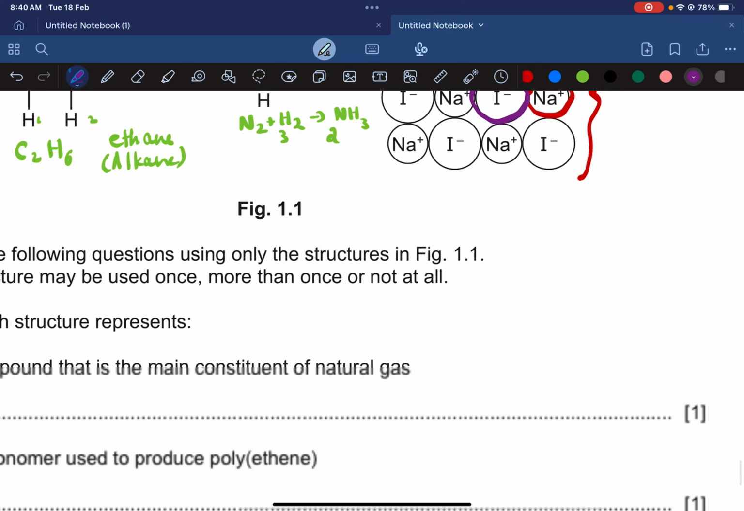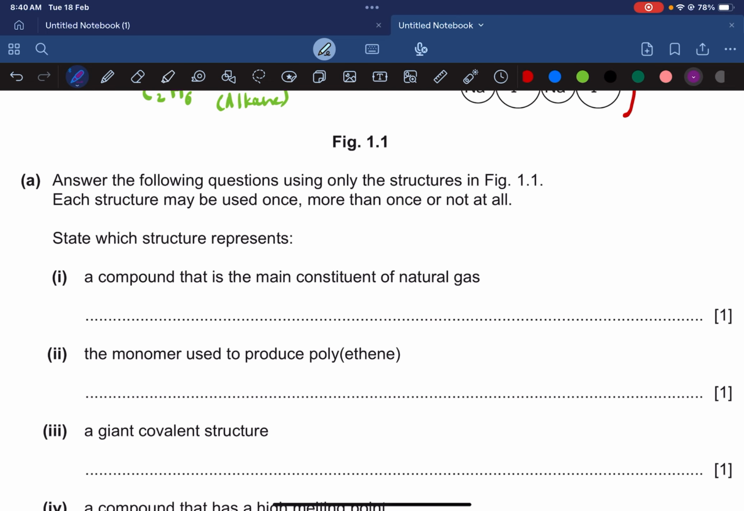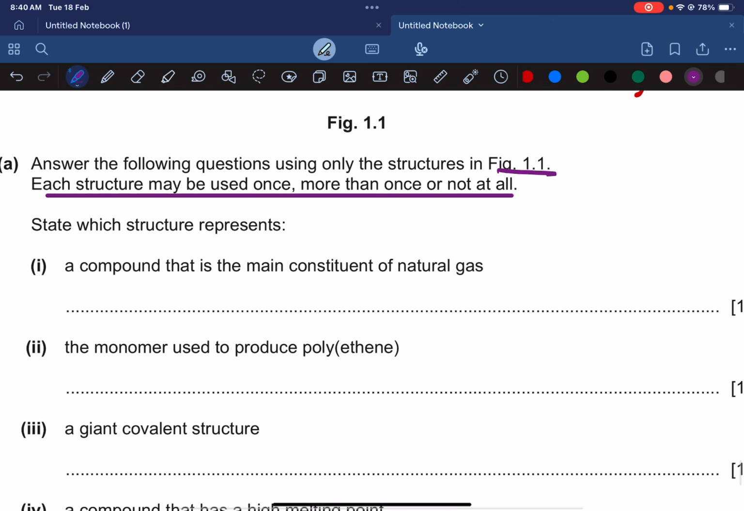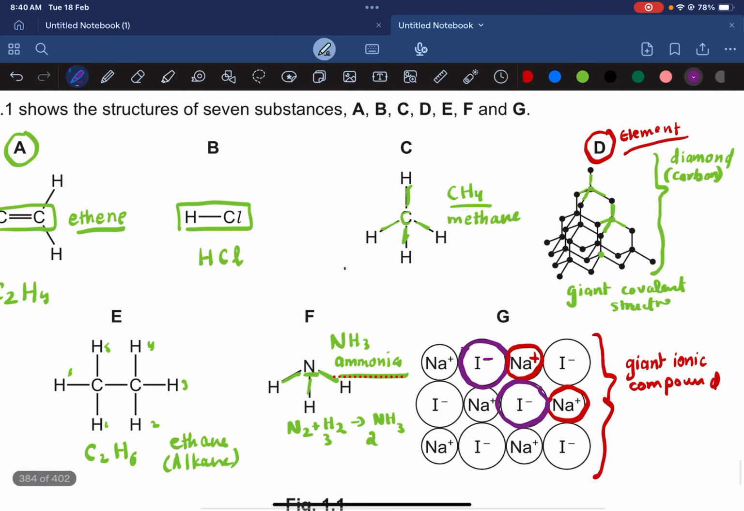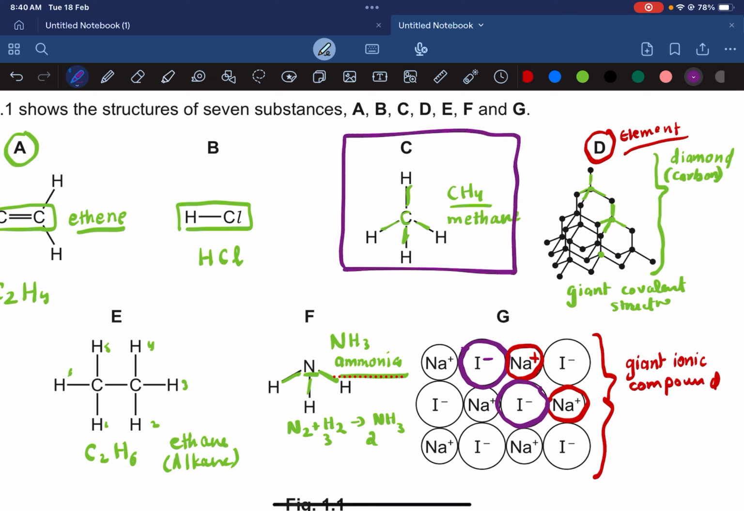Okay, let's move on. By reading the question, answer the following questions using only the structures in figure 1.1. Each structure may be used once, more than once, or not at all. State which structure represents a compound that is the main constituent of natural gas. You should know that natural gas is basically methane, CH4. Do you guys remember that natural gas at our homes is basically methane? Okay, so what is methane? We figured out all of them, and we figured out that our structure C was methane.